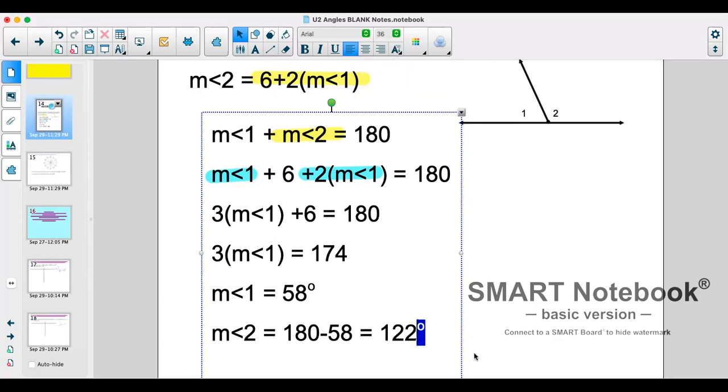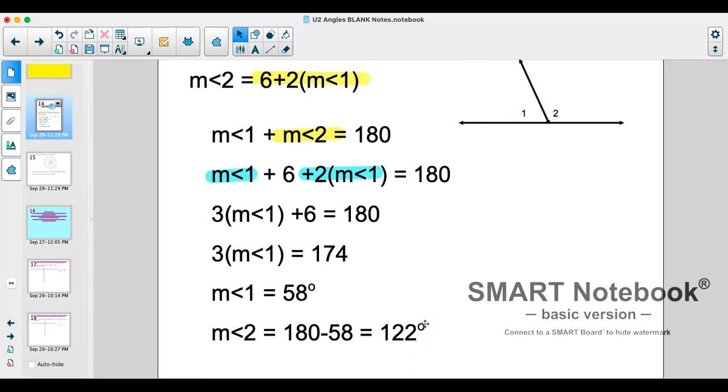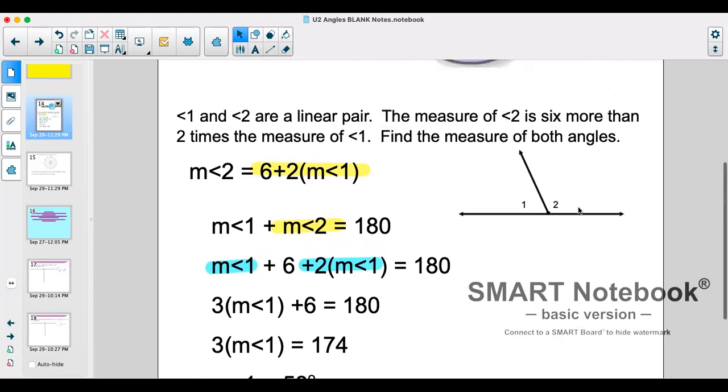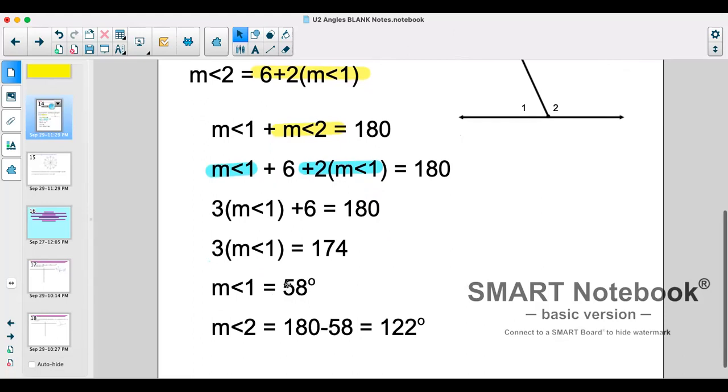You can go back and check your answers. Is 58 degrees plus 122 degrees equal 180? That way they are an actual linear pair. And the answer is yes, they do. Go back to your directions. We are asked to find the measure of both angles, and we did that. Okay. All right. So we're going to move on.